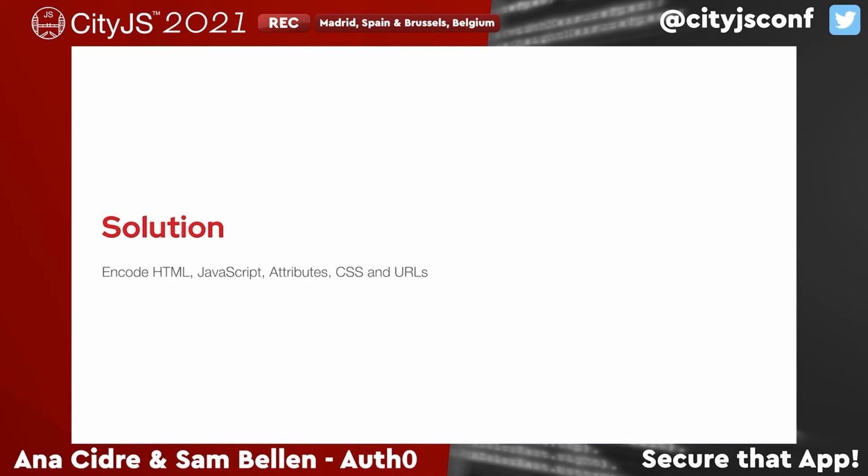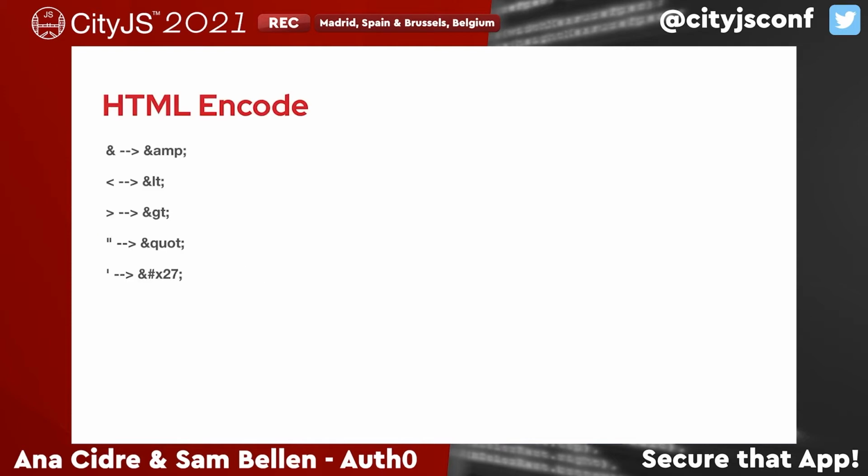Next, we need to encode everything: HTML, JavaScript, attributes, CSS, and URLs. So if you insert untrusted data into HTML, JavaScript, your attributes, your CSS, or your URLs, make sure you encode them. Most web frameworks already have a method for HTML encoding or escaping these sorts of characters, so you don't actually have to do it. But you can encode the following characters with HTML entity encoding to prevent switching into any execution context, such as script, style, or event handlers.